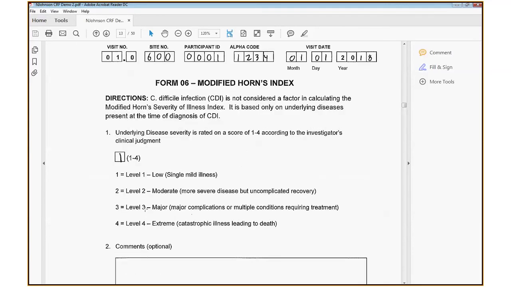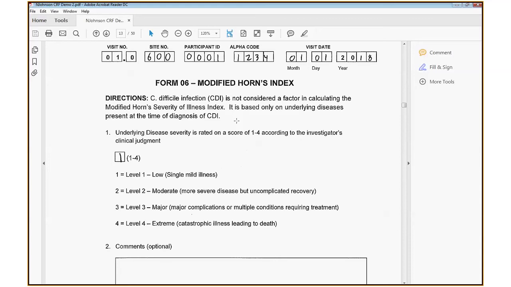The Modified Horns Index is Form 6. This will also be completed by Dr. LSI. And this is C. difficile infection is not considered a factor in calculating the Modified Horns Severity Index. It is only based on underlying diseases present at the time of CDI diagnosis.